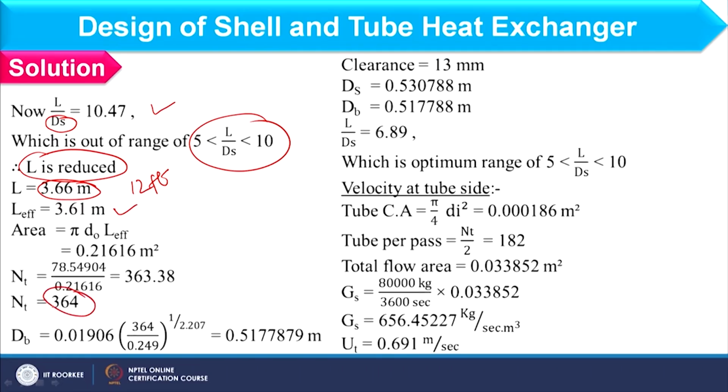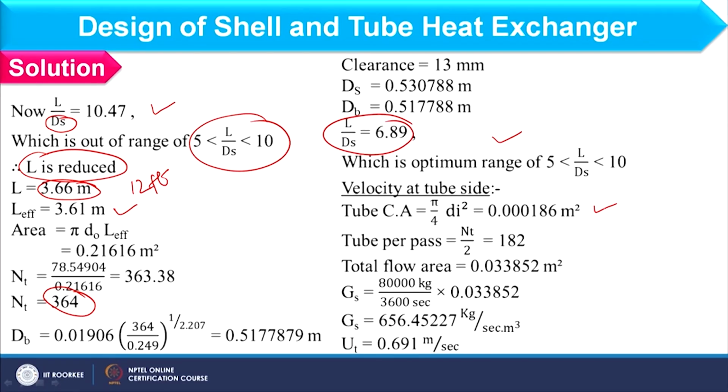So now the number of tubes is 364. Considering clearance and bundle diameter, the L by D ratio now you can obtain as 6.85, which is within the range. Okay. So if you see, the dirt factor of toluene will be the same as that of benzene in the last example, or in the example discussed in lecture 15. So here I am considering water in the tube side and toluene in the shell side.